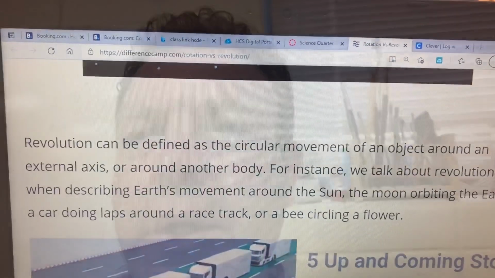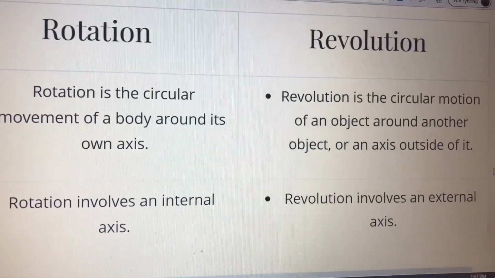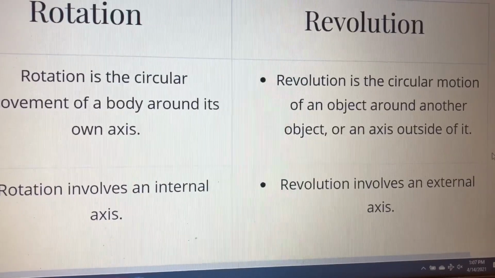That's a revolution. So if you go to the end of the article, you will see on one side rotation and on one side you will see revolution. Let me show you. See? So if there's any doubt, you can go ahead and read that on your own and write some more notes about rotation and about revolution.